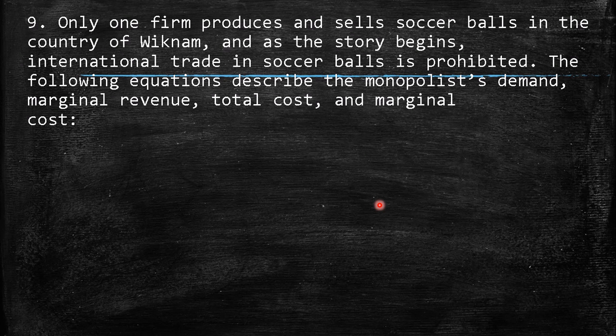Question 9 says: only one firm produces and sells soccer balls in the country of Wiknam, and, as the story begins, international trade in soccer balls is prohibited. The following equations describe the monopolist's demand, marginal revenue, total cost, and marginal cost. Here we have the demand, which is downward sloping as usual, P equals 10 minus Q. Then we have marginal revenue, 10 minus 2Q, which as usual is steeper than the demand, so it lies below the demand.